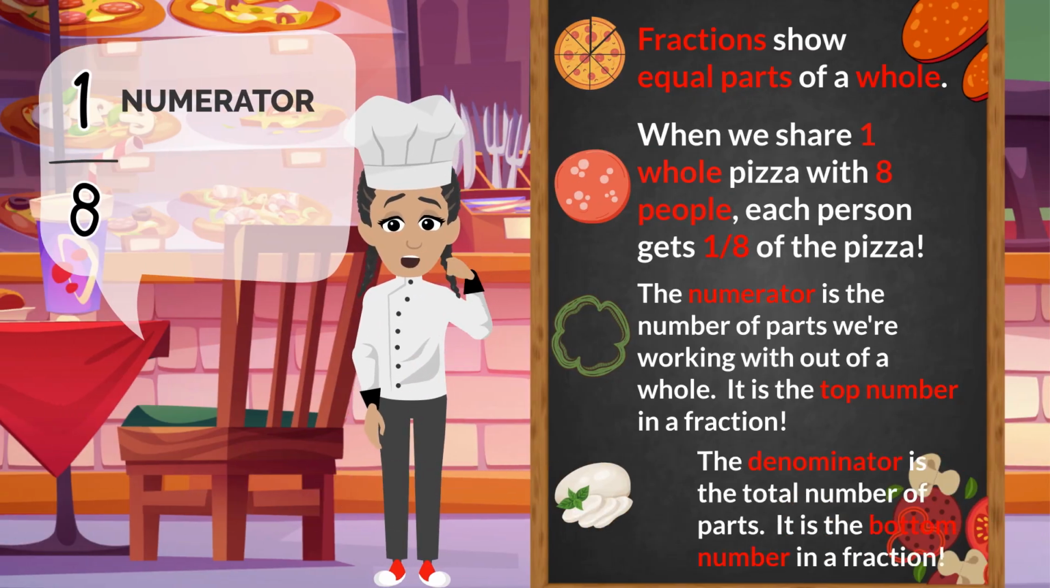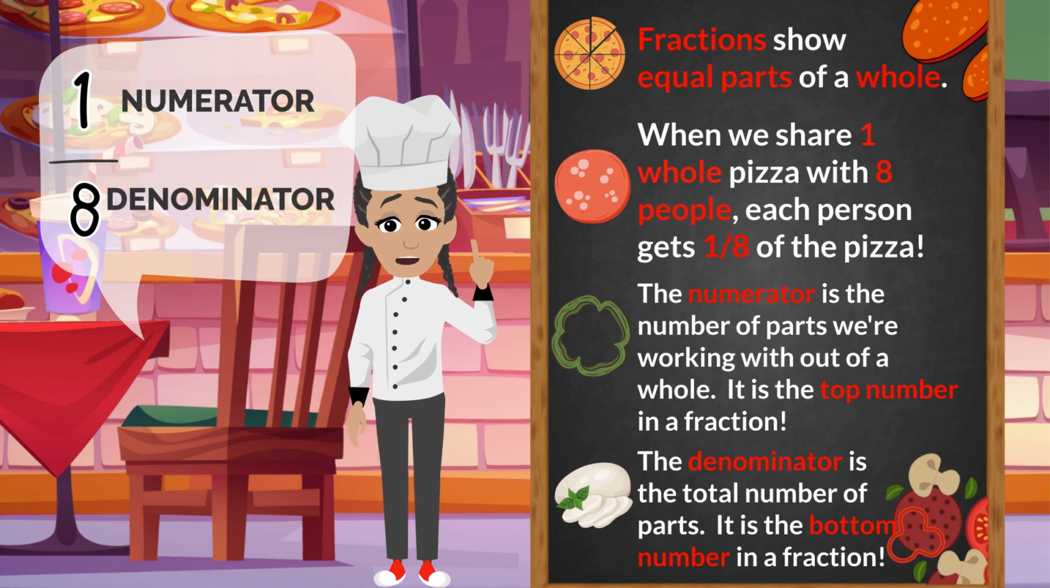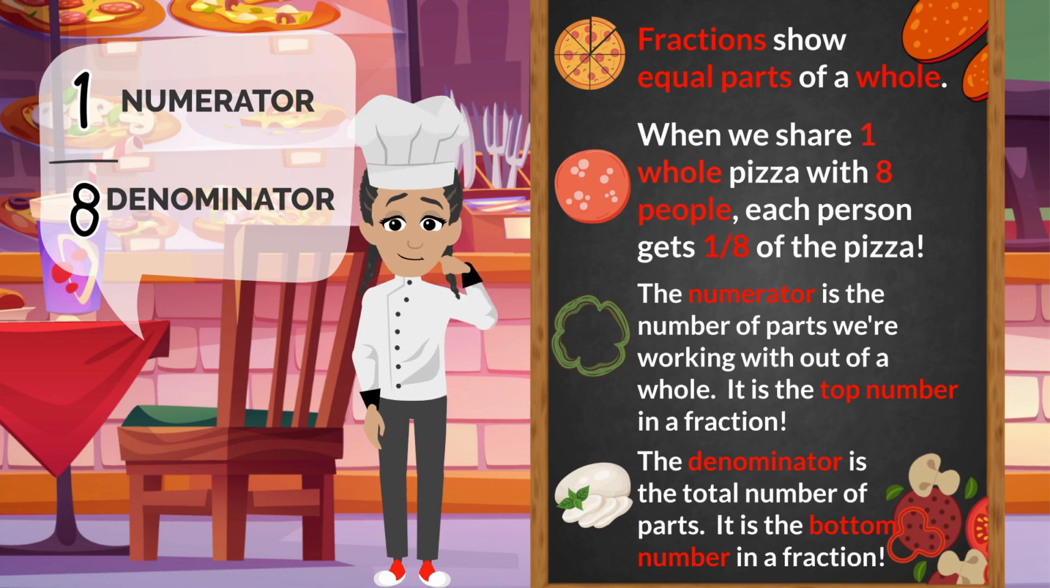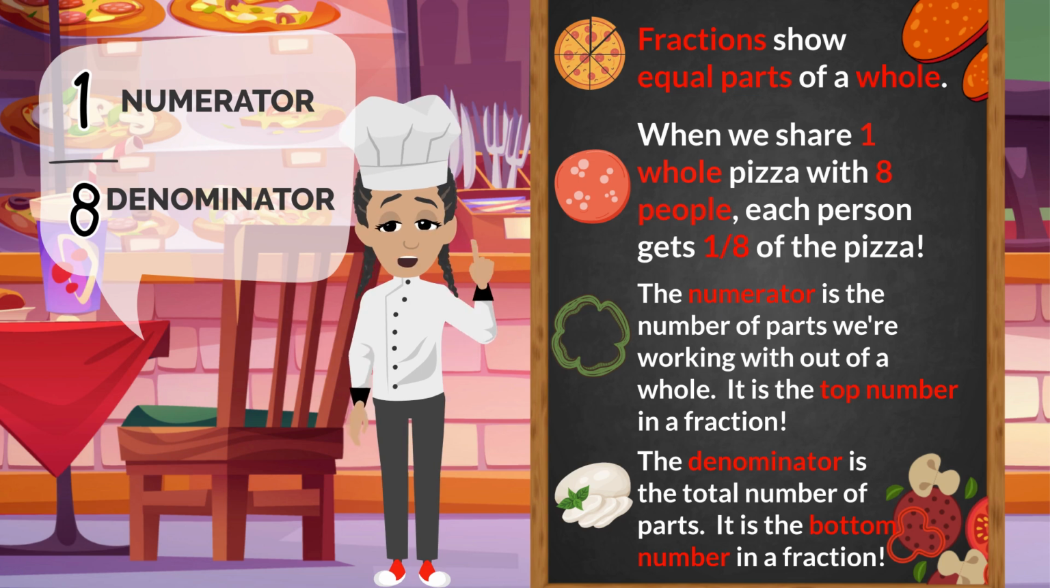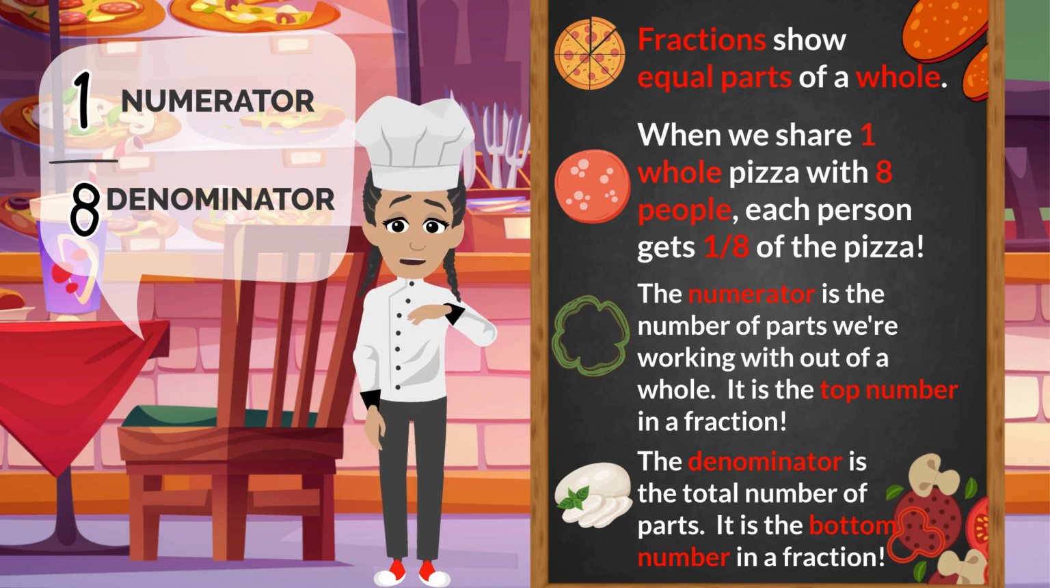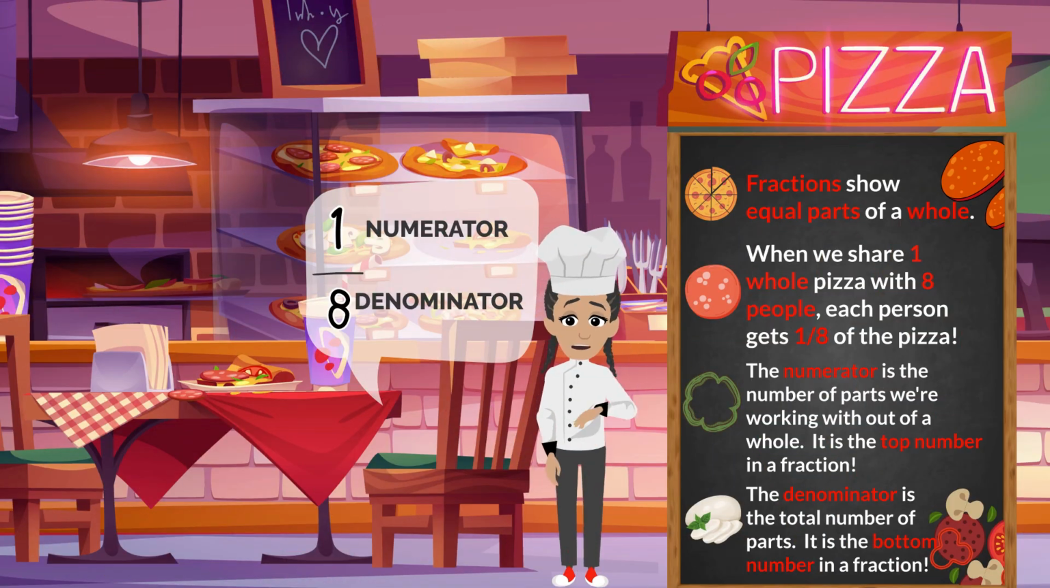The denominator is the total number of parts. It is the bottom number in a fraction. Today, we had 8 total slices of pizza to share, so our denominator was 8. Great job, everyone! Next time you share a pizza, you can think about fractions too.